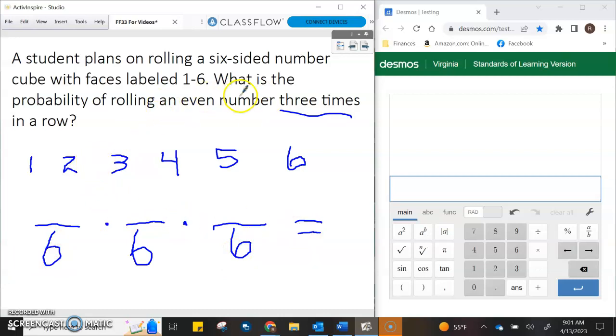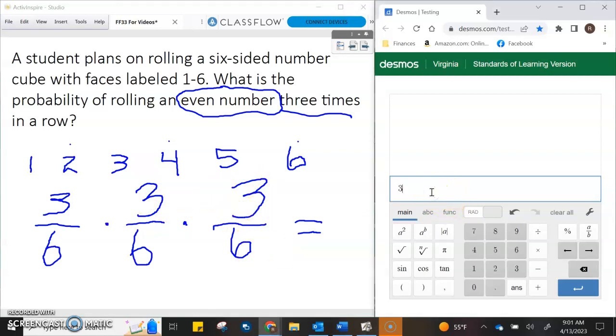Now, the first time we want an even number. Well, let's count our even numbers. 2, 4, and 6 are even, so that's 3 out of 6. And we want to do that 3 times in a row. So we'd have 3 out of 6 chances the second time, and 3 out of 6 chances the third time. So let's put the numerators, 3 times 3 times 3, on one line, and our denominators, 6 times 6 times 6 on the second line. Then we're going to simplify.